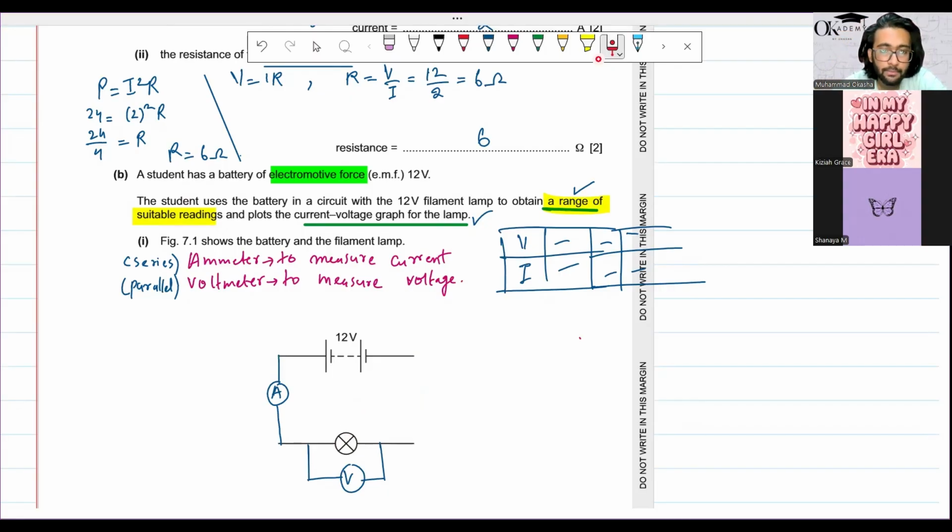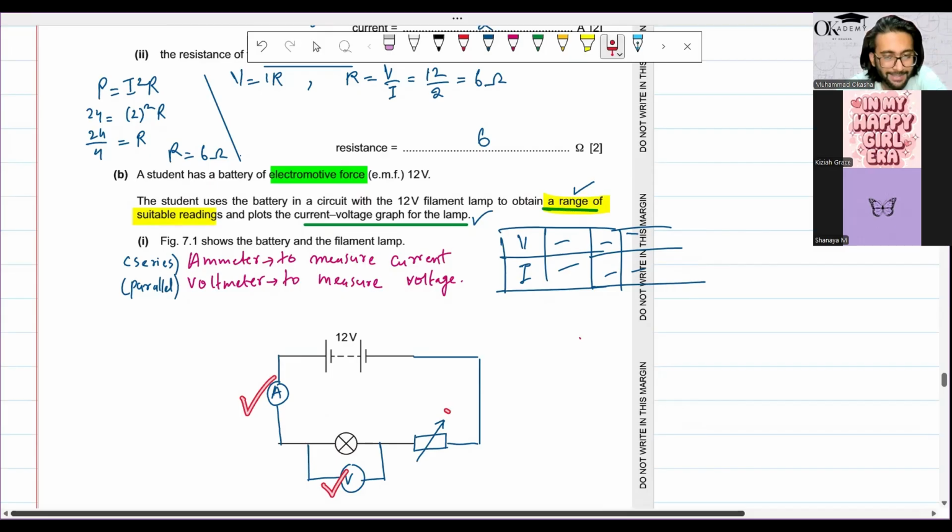The bulb has a fixed voltage of 12 volts. So is there a way we can get different voltages across this lamp? Yes. And that is, if you were to attach a variable resistor. If you can adjust the values of this variable resistor, the voltage across this variable resistor and the voltage across the lamp will keep on changing. So once this value keeps on changing, you get a range of values. Right? So it is pretty obvious that we have to apply an ammeter and voltmeter, but this is a little less obvious. We have to apply a rheostat or a variable resistor, just so that we can get a range of different values across the bulb.